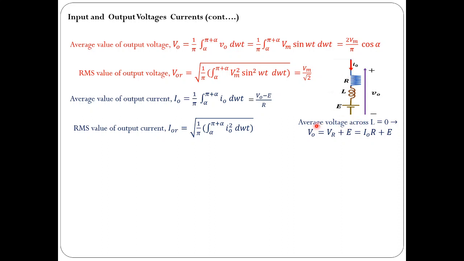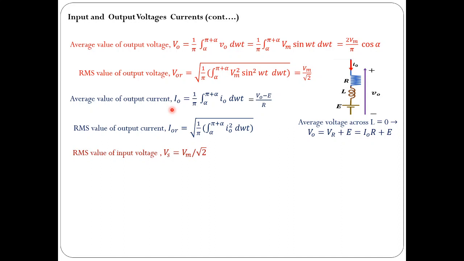According to this mathematical expression, one can say that the average value of output current is the same as V0 minus E by R in the case of RLE load. If it is an RL load, the battery voltage is equal to 0, so you can substitute E equal to 0 in this expression to get I naught. That way one can compute the average value of output current.